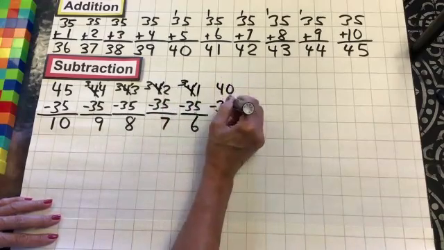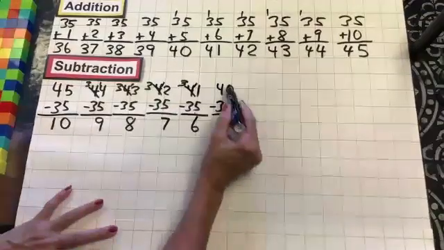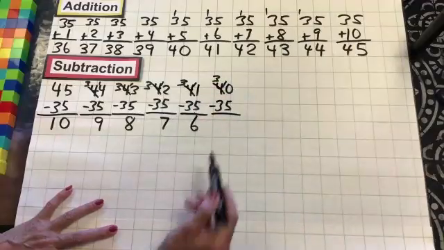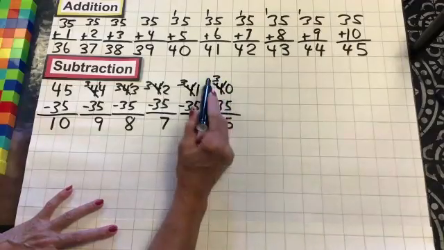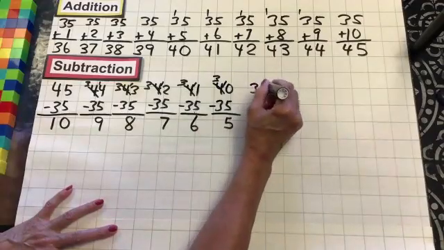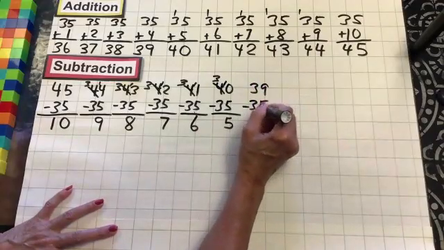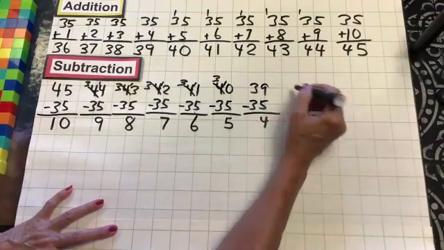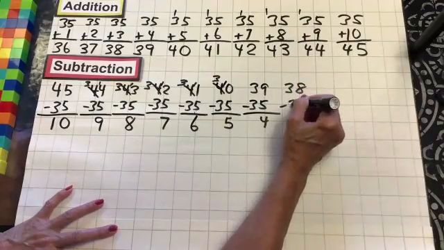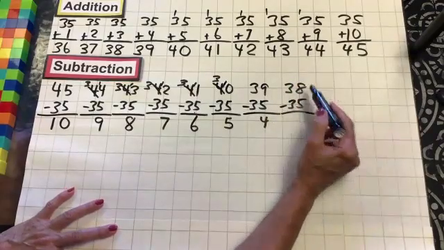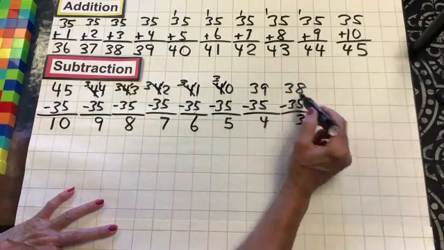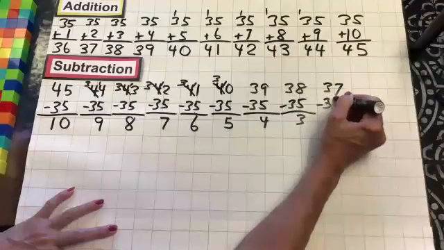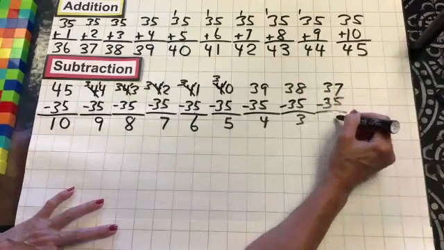40 minus 35. Can't take 5 away from 0, so we borrow from the 4, making it 3, make that 10. 10 minus 5 is 5. 3 minus 3, nothing. 39 minus 35. 9 minus 5 is 4. 3 minus 3, nothing. 38 minus 35. 8 minus 5 is 3. 3 minus 3, nothing. 37 minus 35. 7 minus 5 is 2.